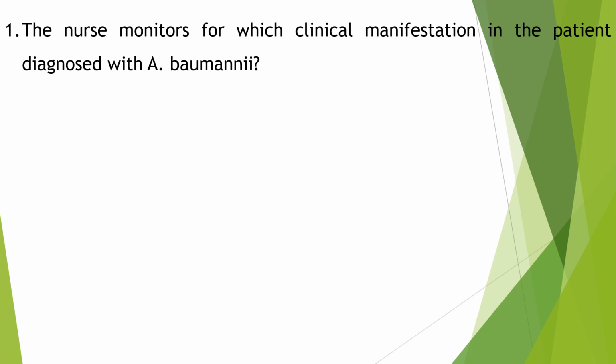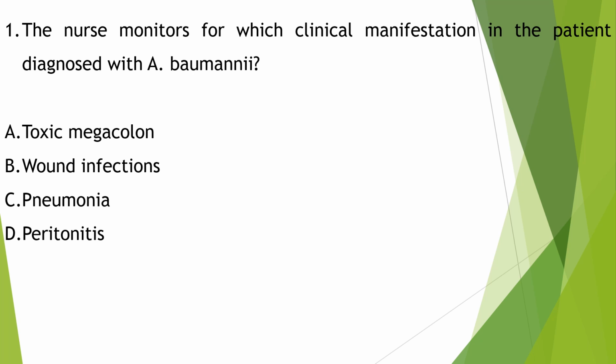The nurse monitors for which clinical manifestation in the patient diagnosed with Acinetobacter baumannii, that is A. baumannii. The options are toxic megacolon, wound infections, pneumonia, and peritonitis. So here you need to know the most frequent clinical manifestations of Acinetobacter baumannii infections are ventilator associated pneumonia and bloodstream infections. So here pneumonia is the answer. Toxic megacolon and peritonitis are complications of Clostridioides difficile, C. difficile, and MRSA will show wound infections.